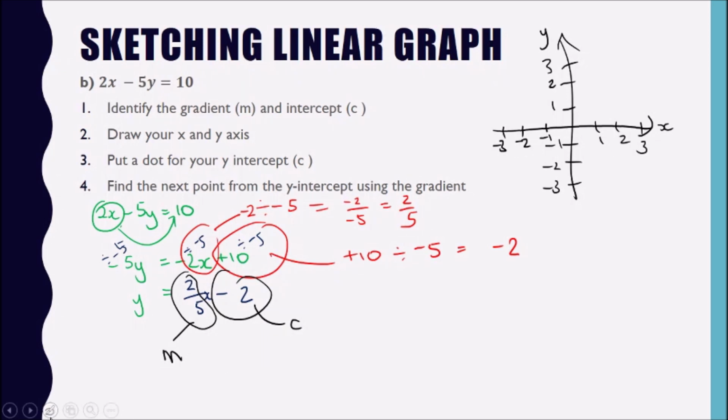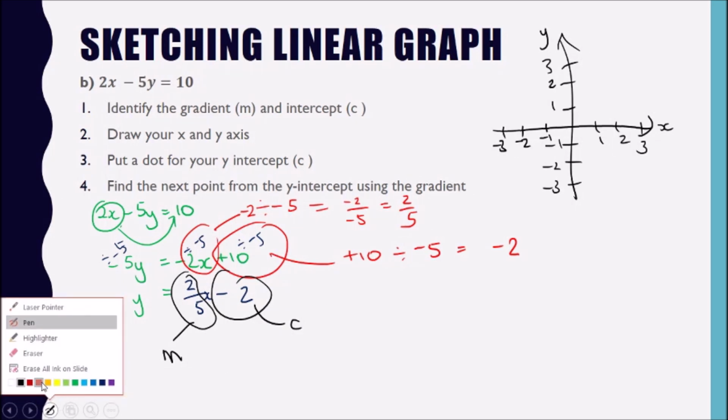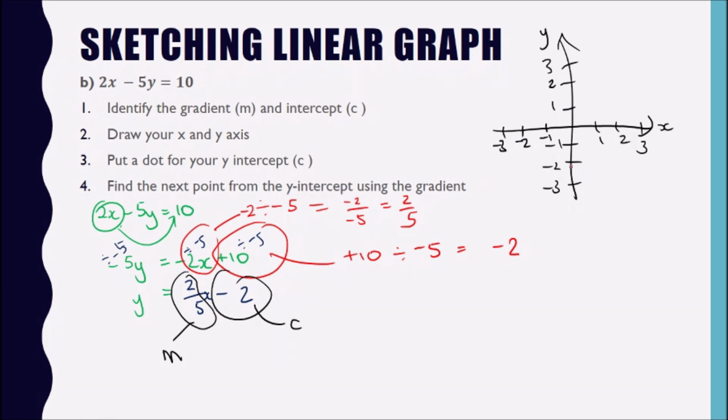So the first thing is to plot the y-intercept. So the y-intercept is negative 2, so you just put that there. Y-intercept touching the y-axis, negative 2. Yes? So the gradient is 2 over 5. And it's positive because there's no negative. So we know already it's going to go up and going to go right. So this is rise over run.